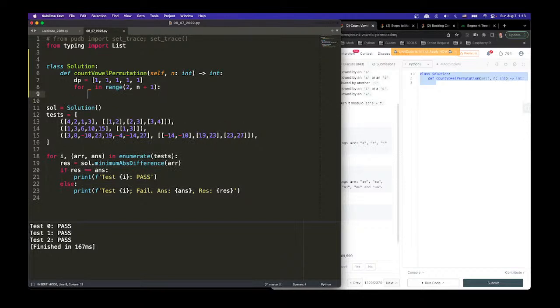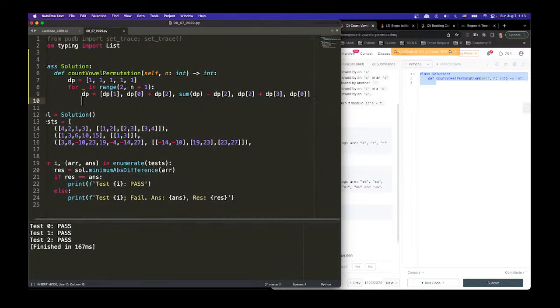When I say temp equals, actually we can just say dp equals something, right? So that will be dp1. This is dp0 plus dp012. And this is sum dp minus dp012 and dp2 plus dp3, 1, 2, 3, and the last one will equal dp0. And now I'm going to return sum dp mod.